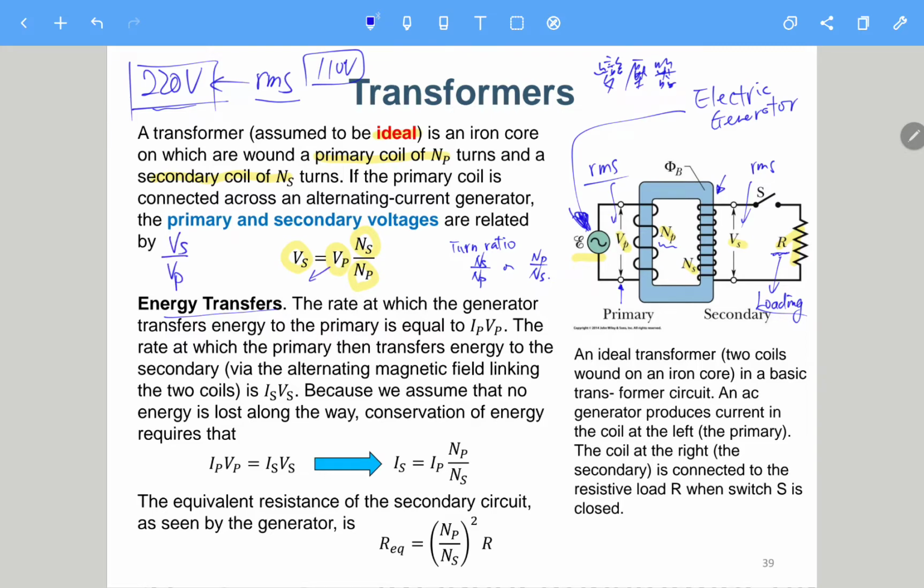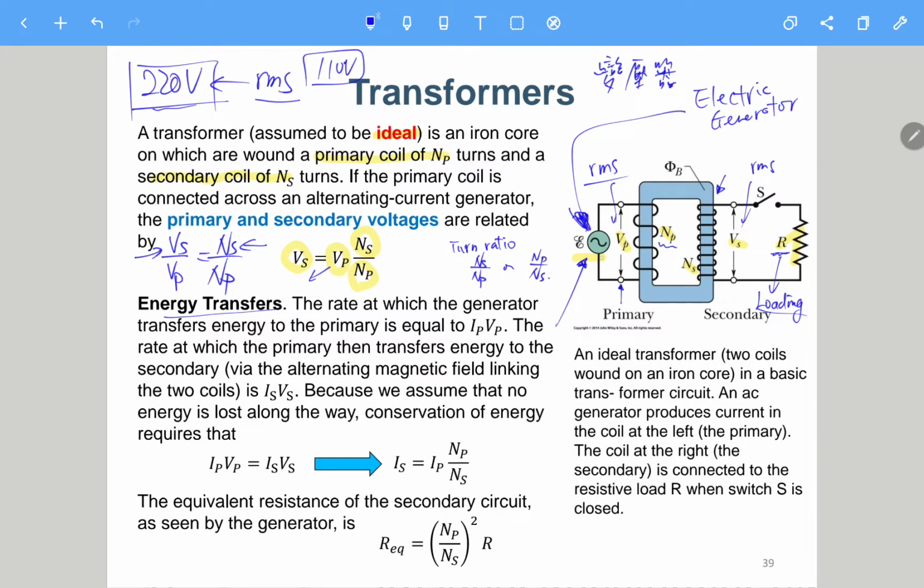Vs over Vp equals Ns over Np. Which means that the voltage across the turn is proportional to the number of turns, which means that if Ns is larger, then Vs is also larger. If Np is larger, then Vp is also larger. Of course, this is the EMF generated at the very beginning, and then you try to transfer.